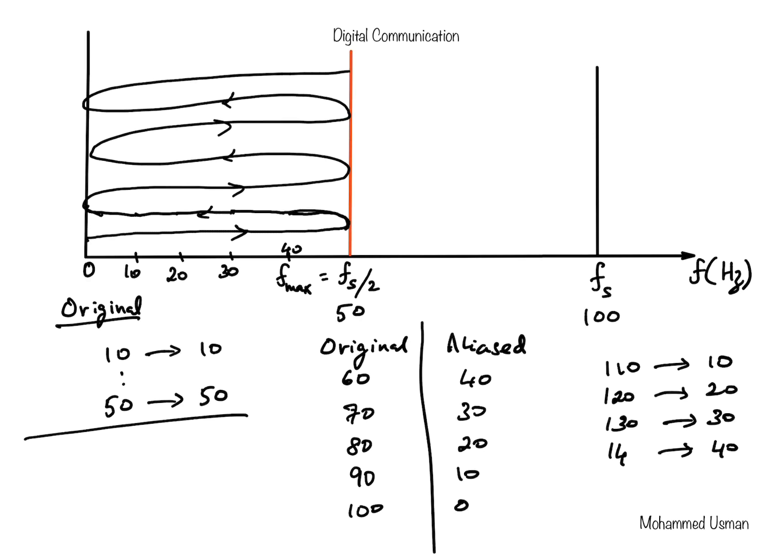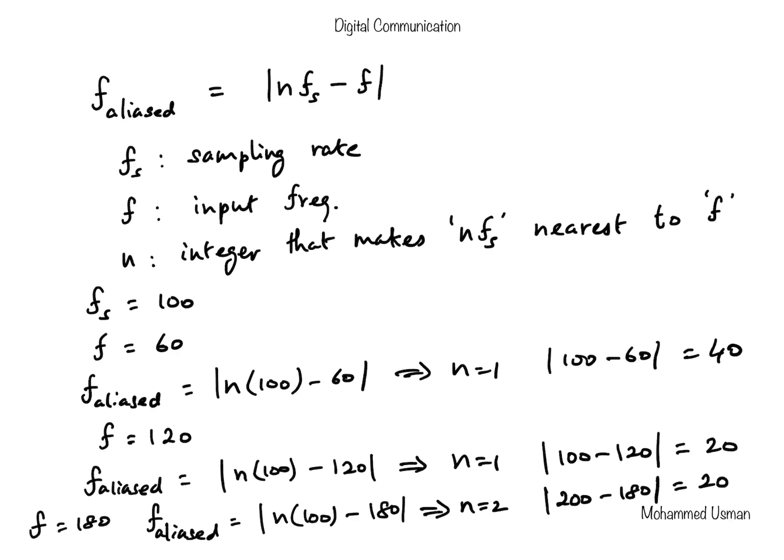If we are sampling 180 at 100 samples per second, it will traverse 50, 100, 150, 160, 170, 180, and you see 180 is mapping onto 20. So 180 is coming to 20, and that is exactly what we got here. 180 is getting mapped onto, or getting aliased to, 20 hertz.